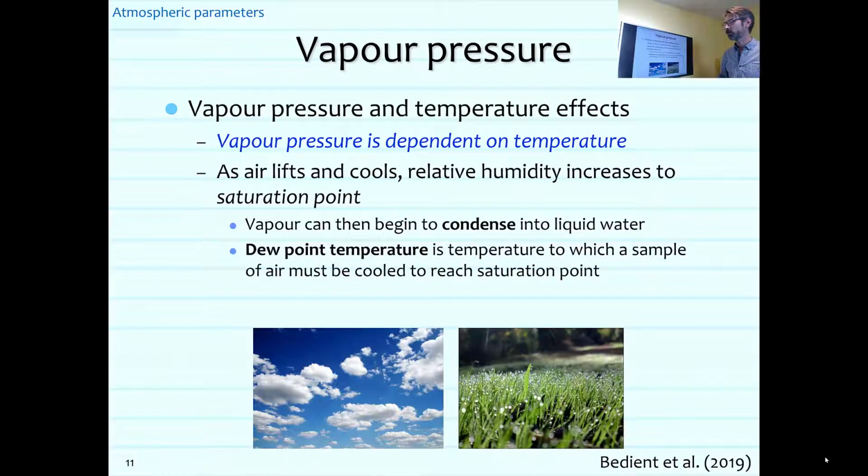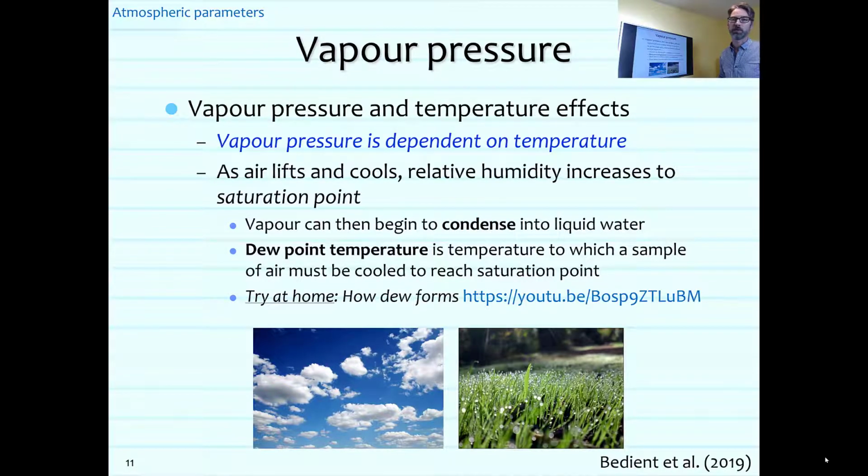You can also see this on the Earth's surface, on grass, for example, in the summertime. The dew point temperature is the temperature to which a sample of air that contains a certain amount of water must be cooled to reach the saturation point. You see these little droplets of water on the grass because the air temperature is cooled to the point where vapor will begin to condense into liquid water. You can also try at home another example from YouTube that shows you how dew forms.